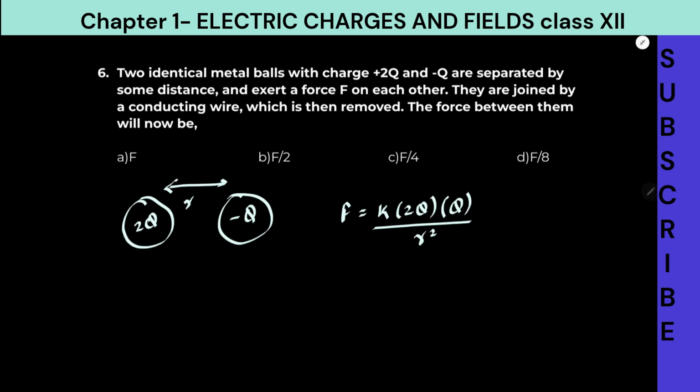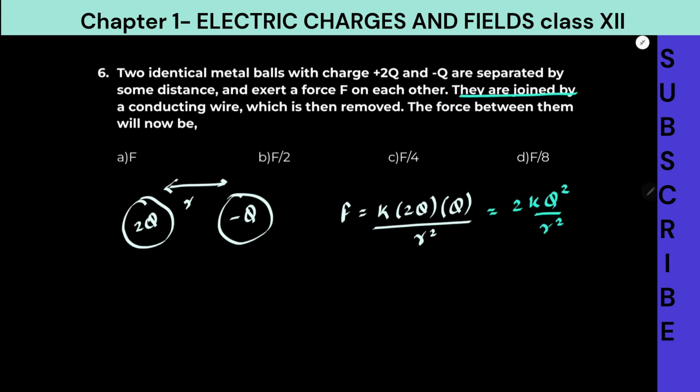Okay, let's read the question once again so that we will be clear with this particular problem. Two identical metallic balls, identical means they must have the same radii, with one having charge plus 2q, another one having charge minus q, are separated by some distance, or let's assume it as r, and they exert force F on each other. Okay, now this is the situation. This is the value of F. How much is it? 2k q square by r square. This is F.